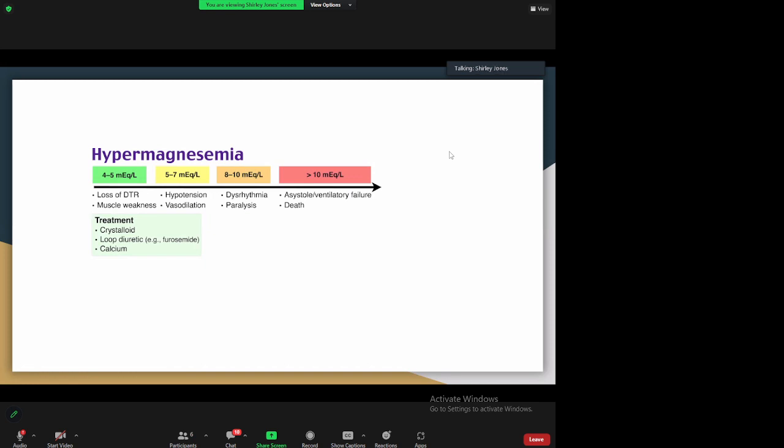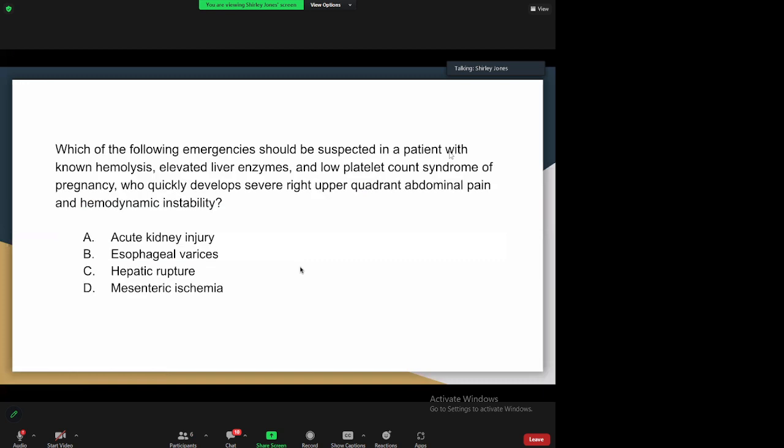Yeah, exactly. You're right. So loss of reflexes is the first sign. So that was the correct answer. And this is the little table to remind you. Good job. All right, last question. Which of the following emergencies should be suspected in a patient with known hemolysis, elevated liver enzymes, and low platelet count syndrome of pregnancy, who quickly develops severe right upper quadrant abdominal pain and hemodynamic instability?